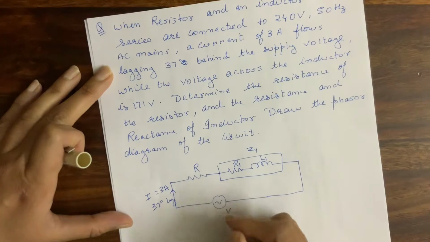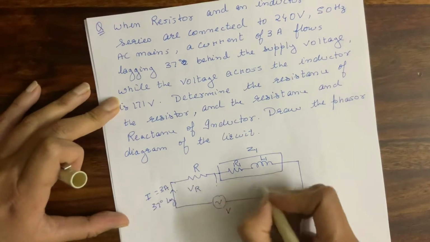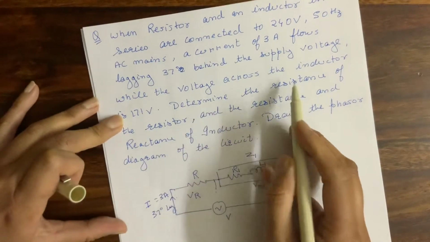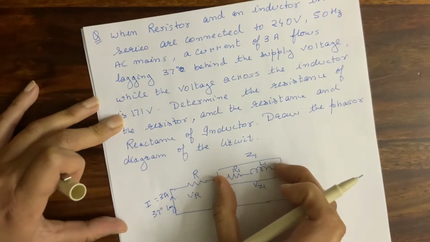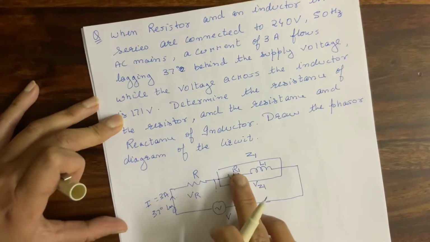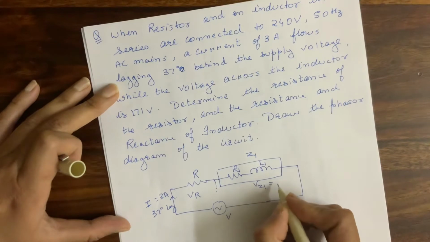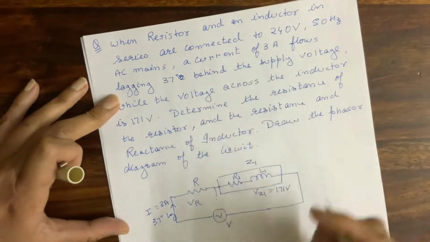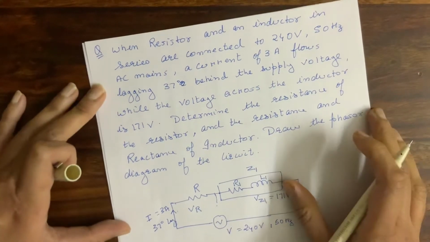So here voltage V is given. There can be two types of voltage here: one is VR and the other is VZ1. VZ1 is given here, that is, the voltage across the inductor is 171 volt. Why is this whole thing an inductor? Because R1 is the internal resistance of the inductor, as already specified in the question. So VZ1 is 171 volts, the total voltage is 240 volts, and the frequency is 50 hertz. These are all the things given in the question.